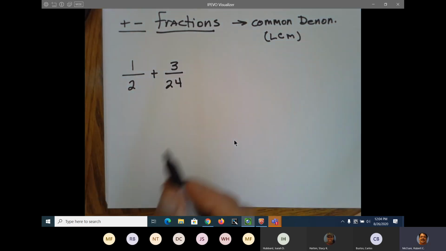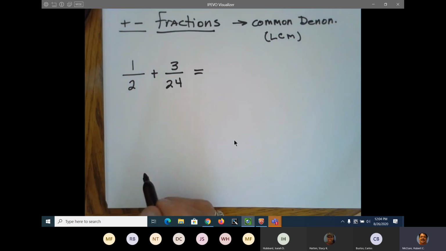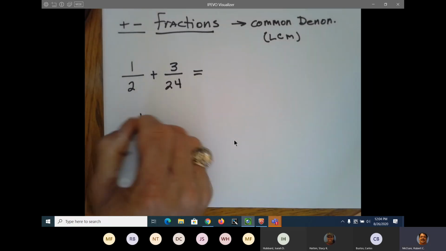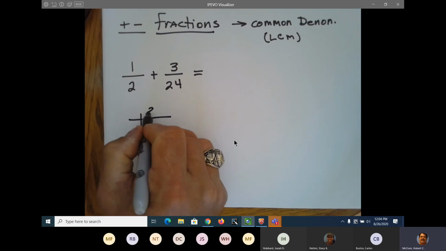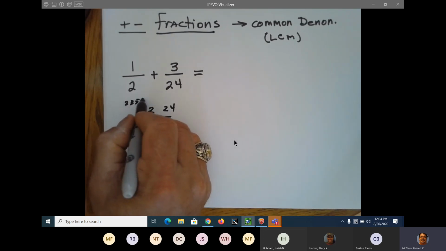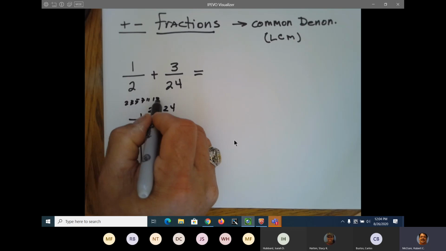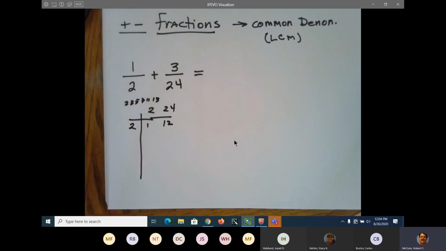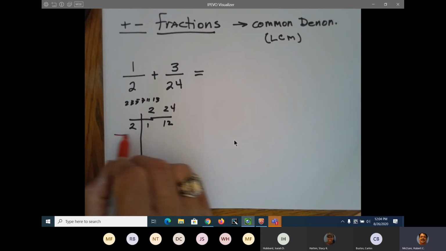Okay, that's the problem. Now, a lot of you would say, well, the common denominator is 48. Well, you're wrong. It's not. What you're going to do is go down here and say, okay, 2 and 24. Let's see, 2, 3, 5, 7, 11, and sometimes 13. 2 will go in there 1 time, 12 times. The real math stops. I don't care about the greatest common factor.